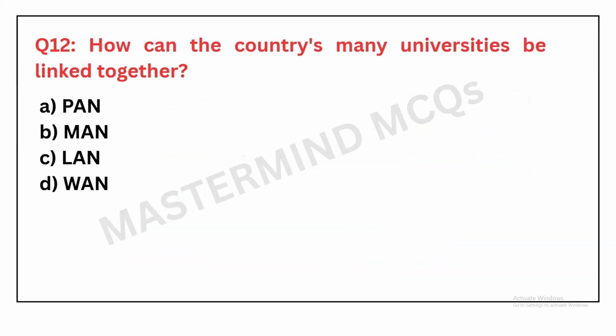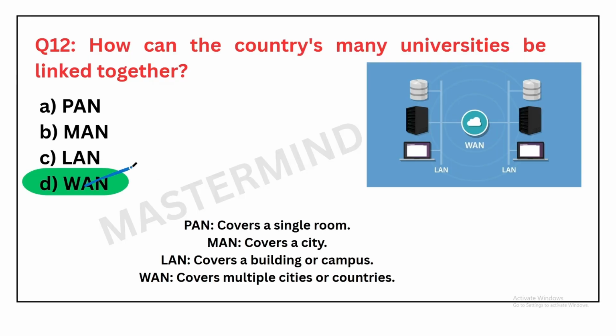Question number 12. How can the country's many universities be linked together? Option A, PAN. Option B, MAN. Option C, LAN. Option D, WAN. The right answer is WAN.